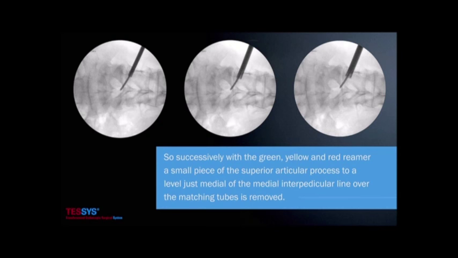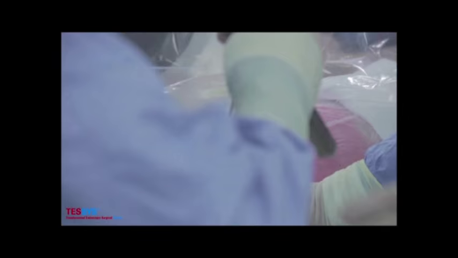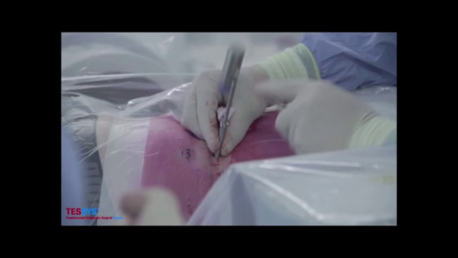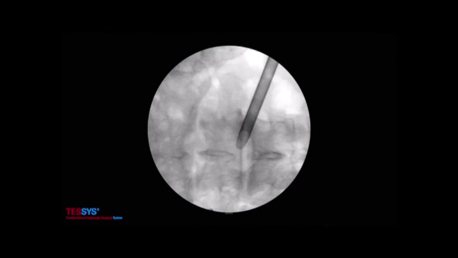So, successively with the green, yellow and red reamer, a small piece of the superior articular process to a level just medial of the medial interpedicular line is removed over the matching tubes. Then the working cannula can be introduced with the opening upwards, at least at the level of the exiting nerve L4, till the level just medial of the medial interpedicular line. Take out the rod and tubes and check the position of the working cannula again.